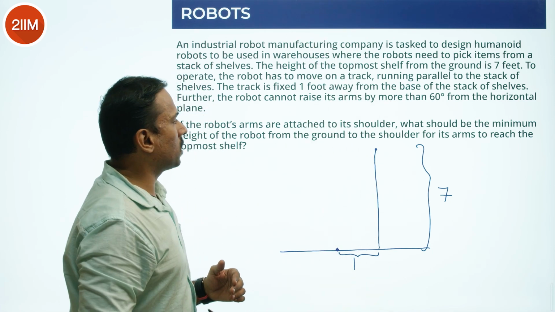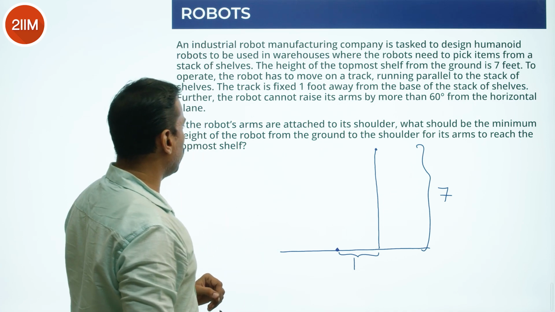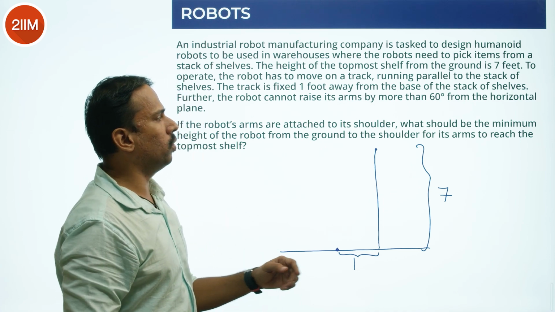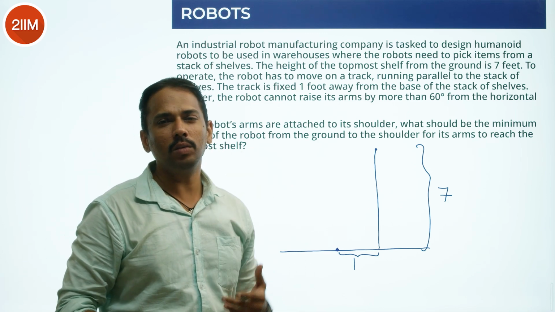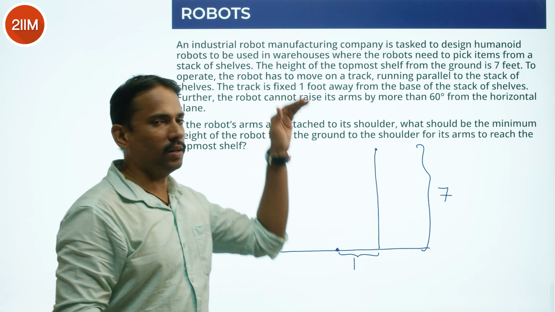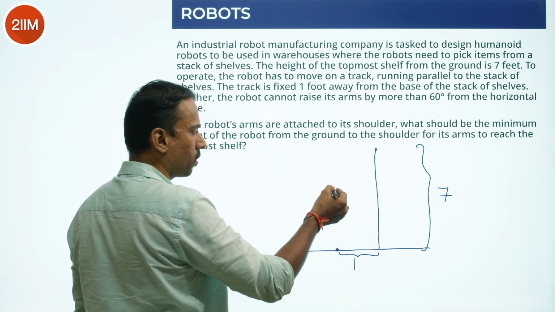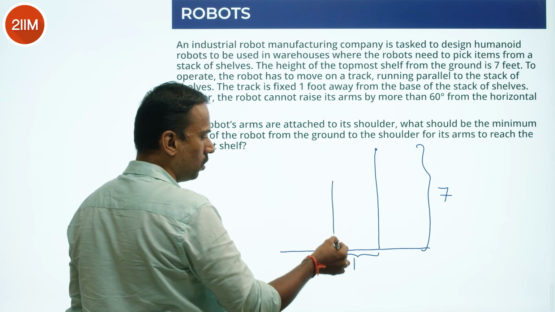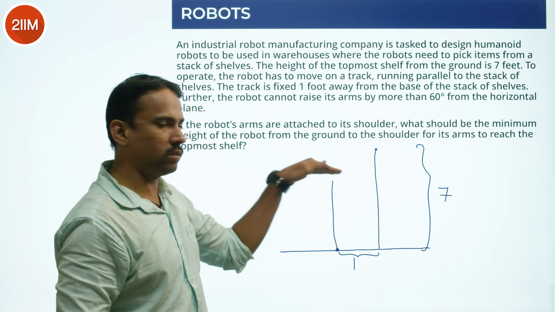If the robo's arms are attached to its shoulder, what should be the minimum height of the robo from the ground to the shoulder for its arms to reach the topmost shelf? Very long question, but easy. So we'll complete a diagram here. So this is going to be the shelf. We'll draw the robo here. This is going to be the robo. Considering this is going to be the robo's portion till the shoulders.